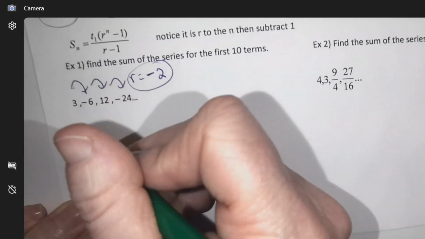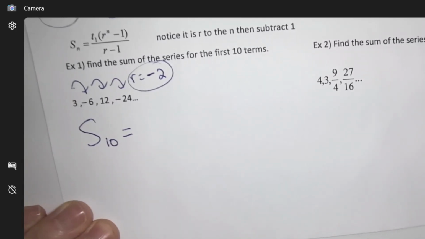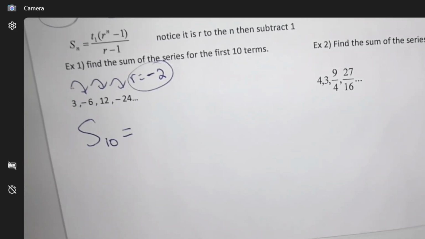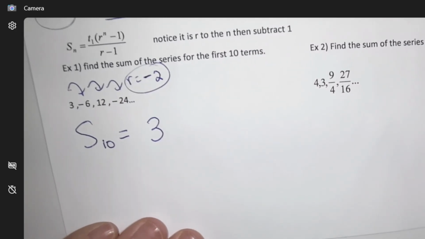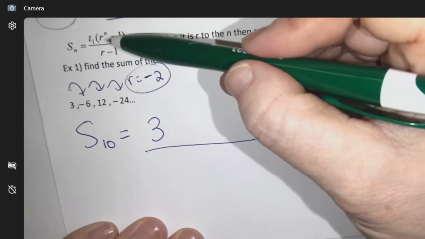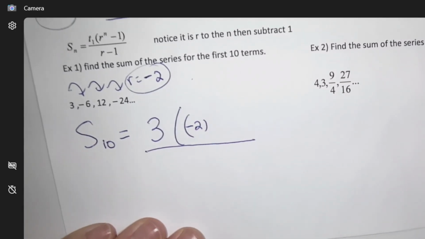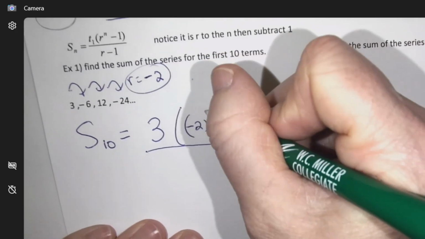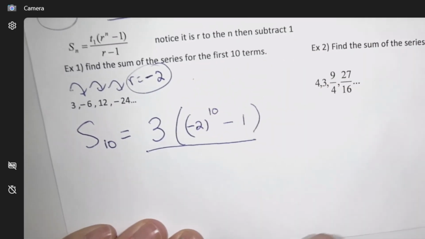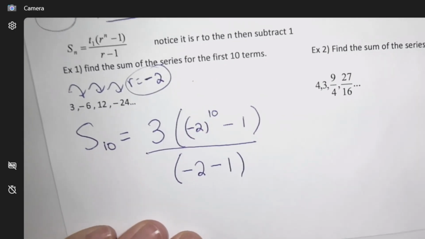Okay, so here we go. Sn. What is the sum of n, which is 10 terms? N is the number of terms that you want. T1 is 3, the first term. R is the ratio, so I'm going to do a -2 in brackets for sure. To the n, so what's n again? The number of terms, so I'm going to do it to a 10, -1, and then I'm going to do a -2, subtract 1.